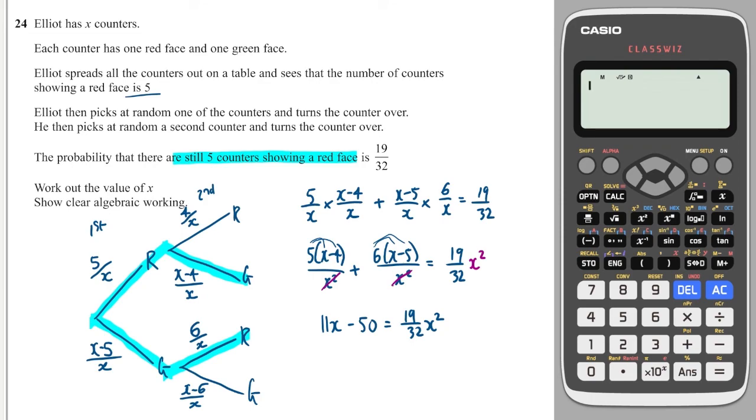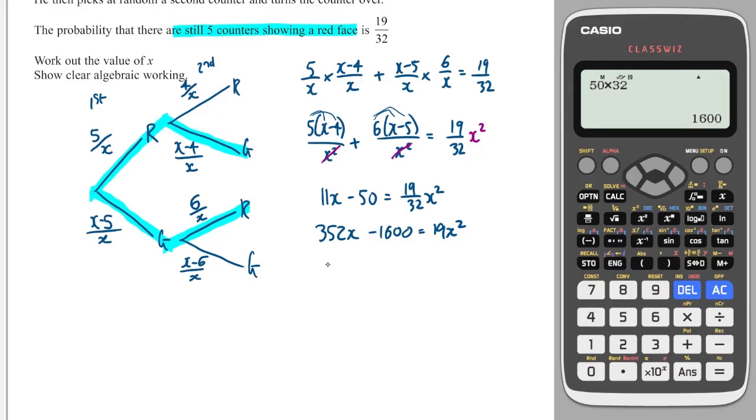Okay, next I can multiply each term through by 32. So 11 times 32 is 352, so it's 352x. 50 times 32 is 1600, so minus 1600, and that's equal to 19x squared.